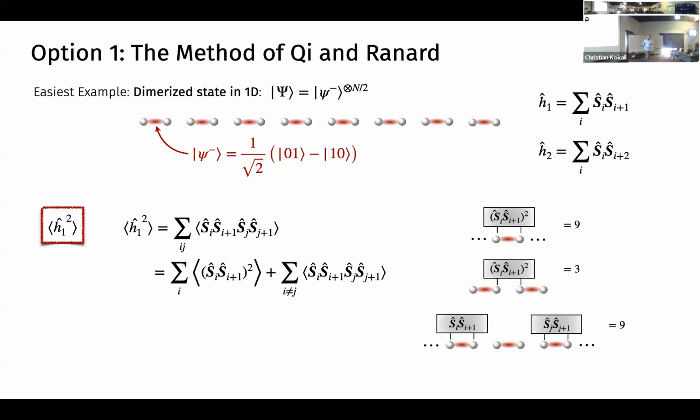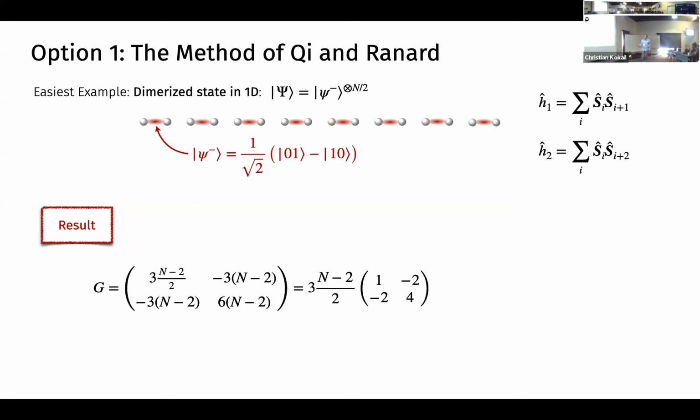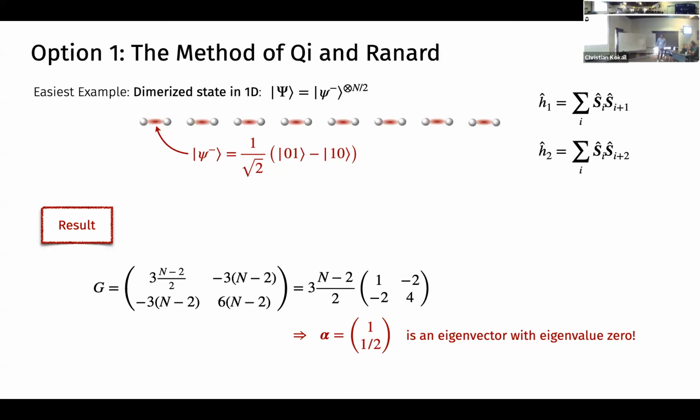So you can do similar calculations for all these matrix elements. What you find is this matrix. And obviously, looking at this matrix, the vector (1, 1, 2) is an eigenvector with eigenvalue 0. So here is our Hamiltonian chain. Cool.